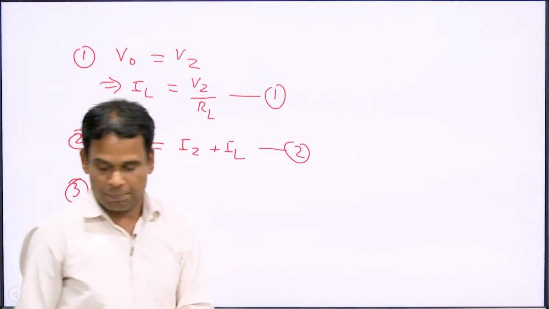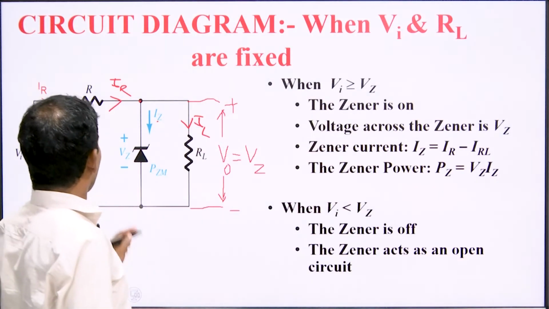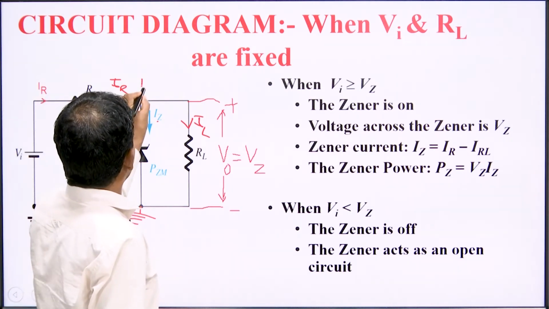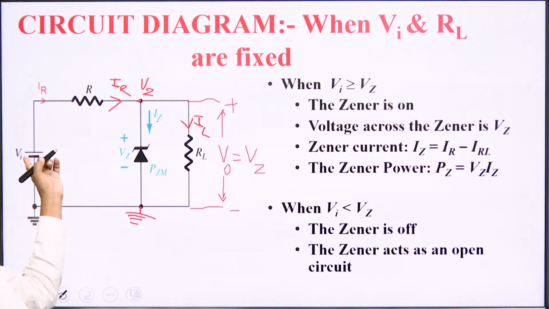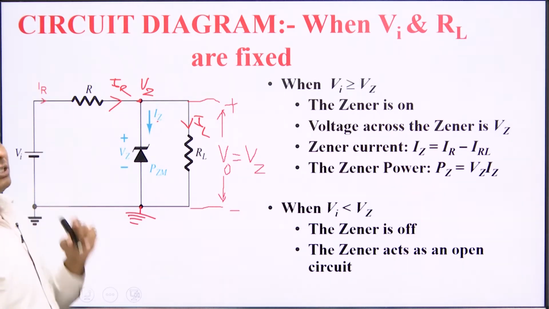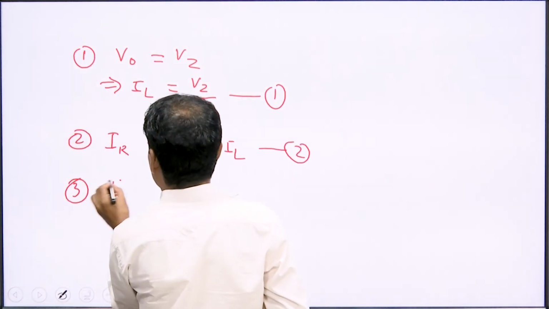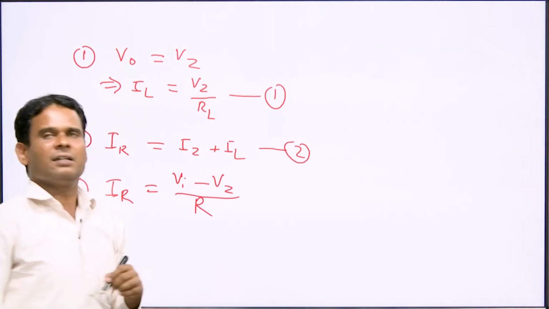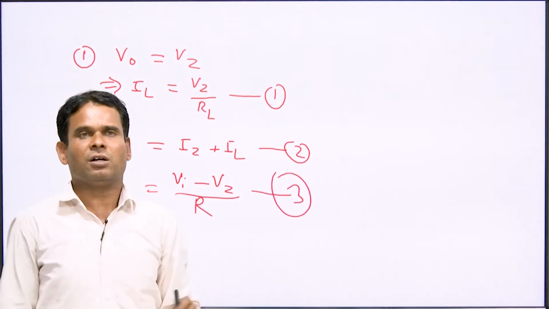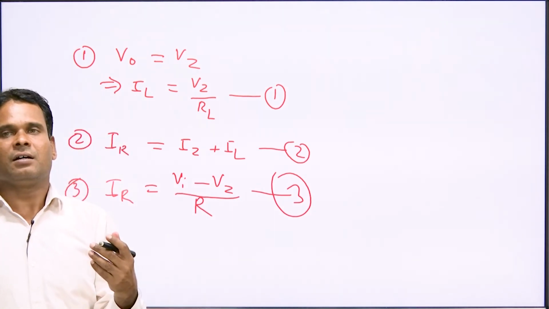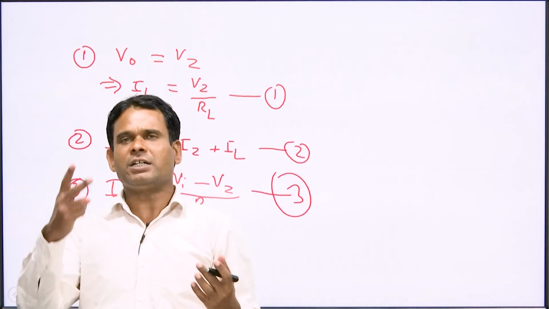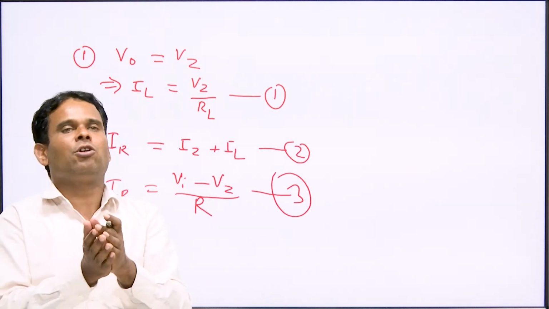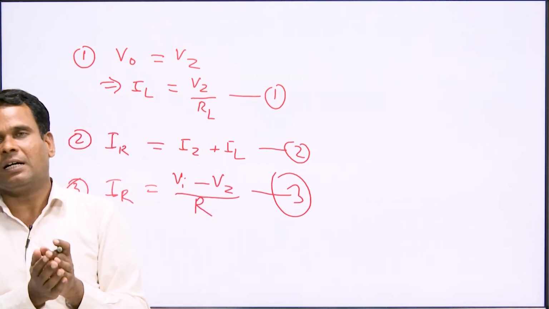Now, for the third equation, we will apply the node voltage method. If we take this as ground, or the reference voltage, then the voltage at this point is Vz. If we apply Ohm's law, V input minus Vz upon R is equal to IR. So the third equation is IR is equal to V input minus Vz upon R. These are the only three equations in the case of a Zener diode. Now, we will discuss the Zener diode as a voltage regulator circuit in two different ways: when input is variable and load resistance is constant, and when load resistance is variable and input voltage is constant.